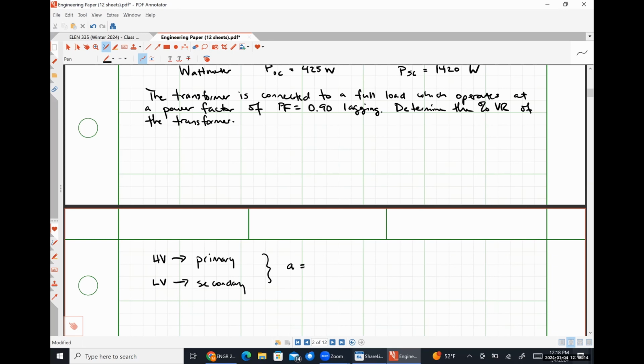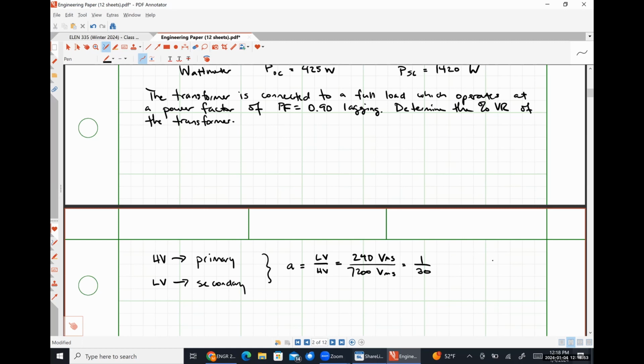our turns ratio is going to be the ratio of the low voltage to the high voltage, or 240 volts RMS over 7,200 volts RMS, which is going to be 1/30. We're going to wind up using that turns ratio in order to refer our impedances to the low voltage side, because we need things on the secondary, and all of our test results are going to give us things on the primary or the high voltage side. Okay?